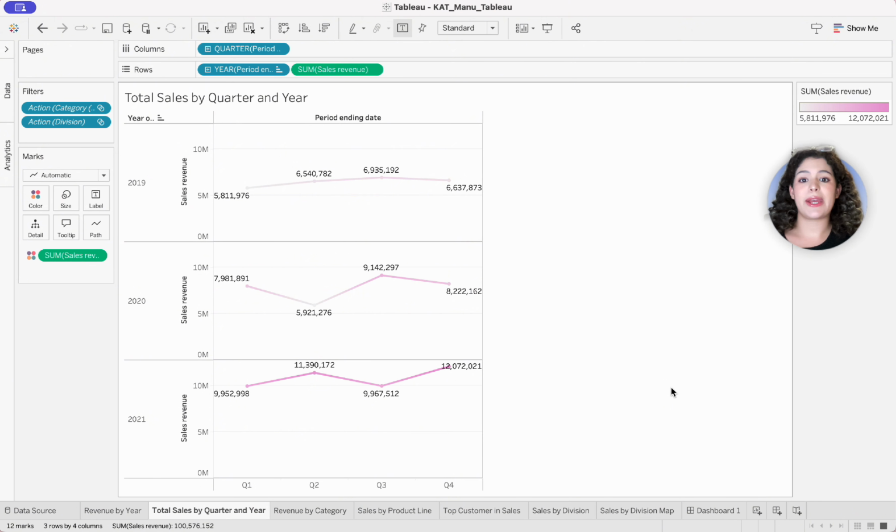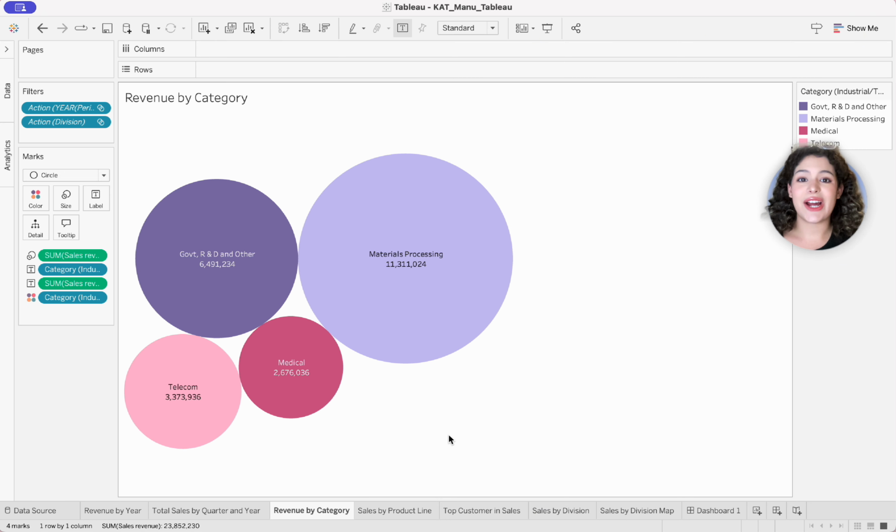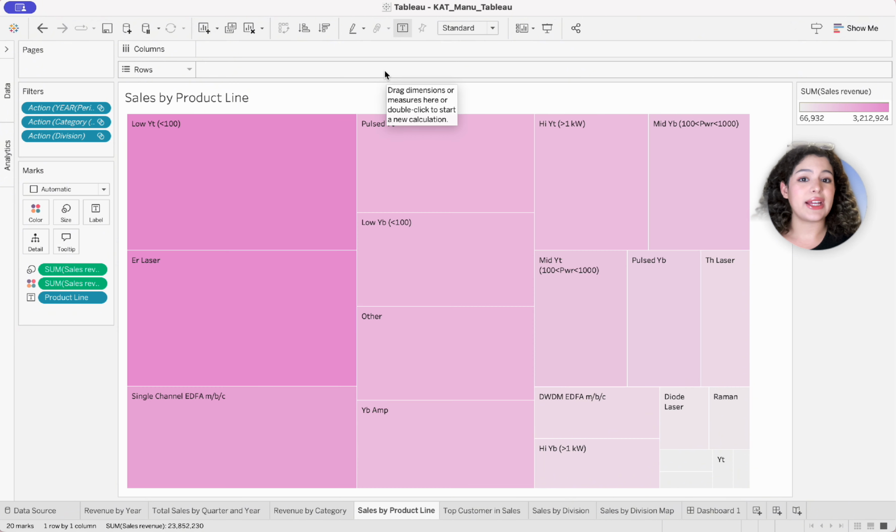Here we have our sales by quarter. As we can see, our highest was quarter 3 in 2020, where our sales revenue reached around $9 million. Following our revenue by category, as you can see, the category that brings in the most revenue is materials processing with $11 million. Here we have our different product lines for the company.